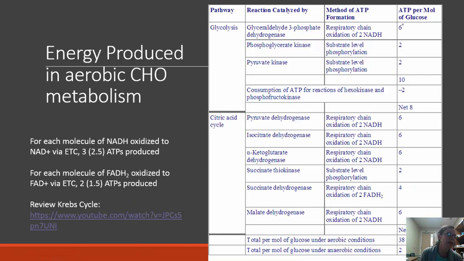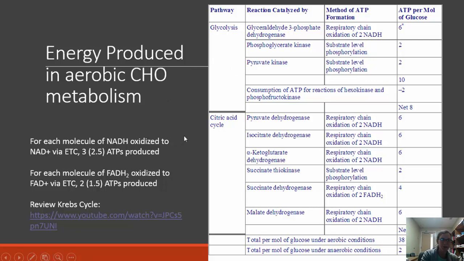Now, one thing that you need to remember is that the TCA cycle turns 2 times for every glucose, because every glucose is going to produce 2 pyruvate, okay? So everything will look like it's doubled, okay? So when we're adding up how much energy we're going to get, let's look at how much energy we add up.